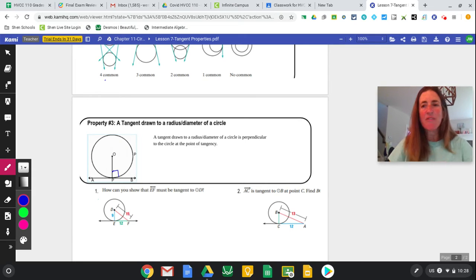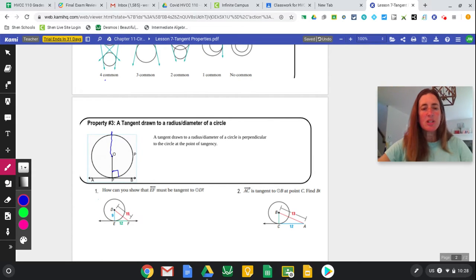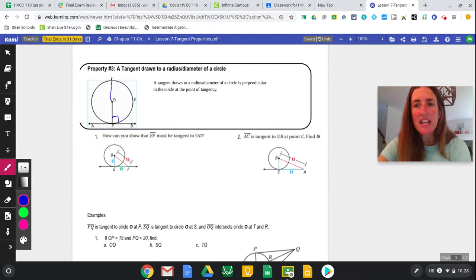Remember, that's half of a circle. So technically, if I extended this out, that would be like a tangent coming into a diameter, so it's going to make a right angle. So in order to use that fact, we can do things to prove that the tangent is actually hitting a radius or a diameter.